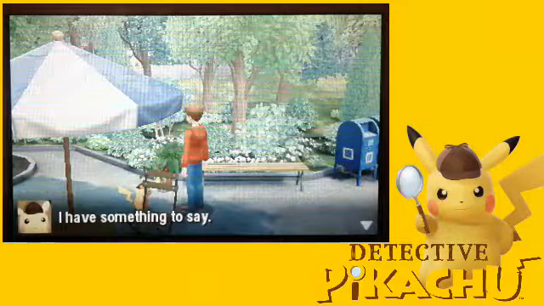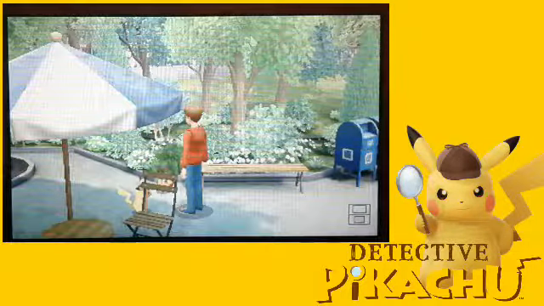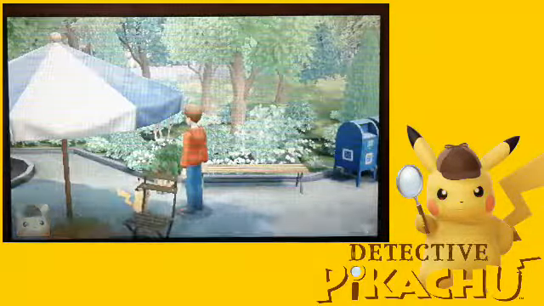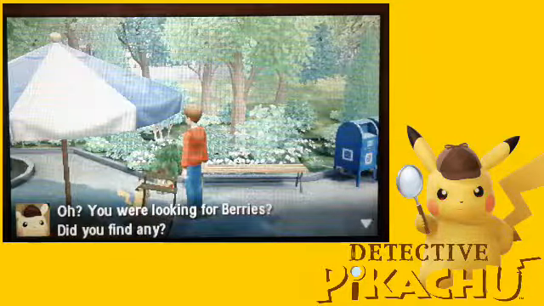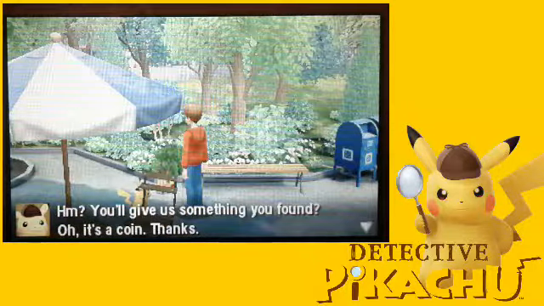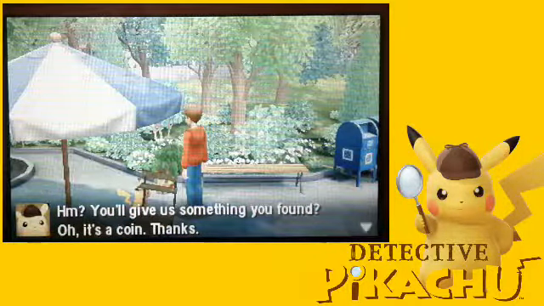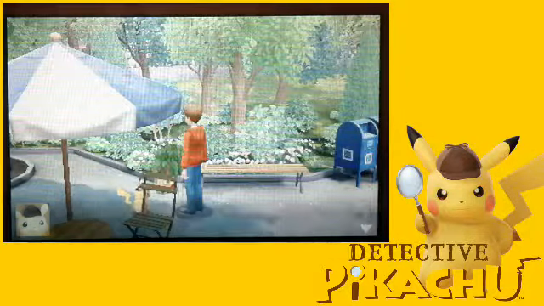Tapi? I have something to say. Tapi? About hiding. What are you doing over there? Tapi? Oh, you were looking for berries. Did you find any? Tapi? You'll give us something you found. Oh, it's a coin. Thanks.